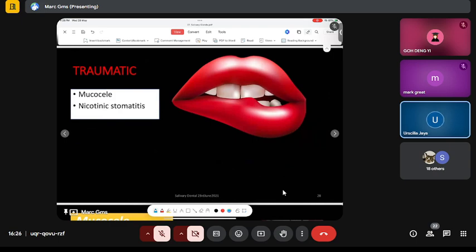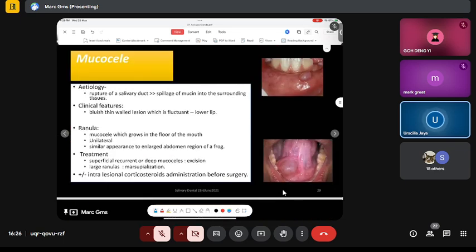Next. So for the traumatic, this is one of the reasons where sometimes we do not do all this, like I said, incisional biopsy or any open biopsies for salivary gland. These are one of the causes. It can cause mucocele or ranula. So how does this mucocele happen? It is basically rupture of the salivary duct, so there's spillage of mucin into the surrounding tissues. So the clinical feature will be a bluish thin wall lesion, which is fluctuant at the lower lip. This is for minor salivary glands.